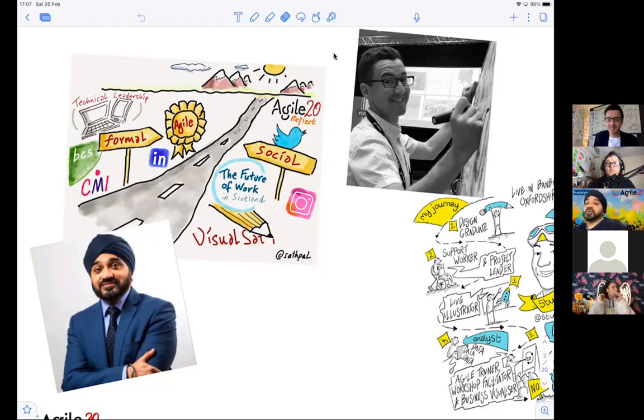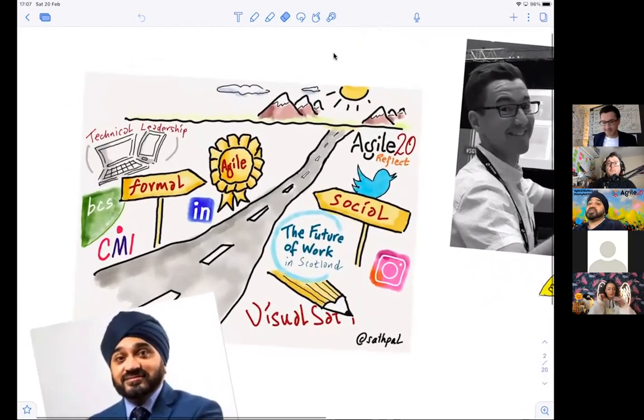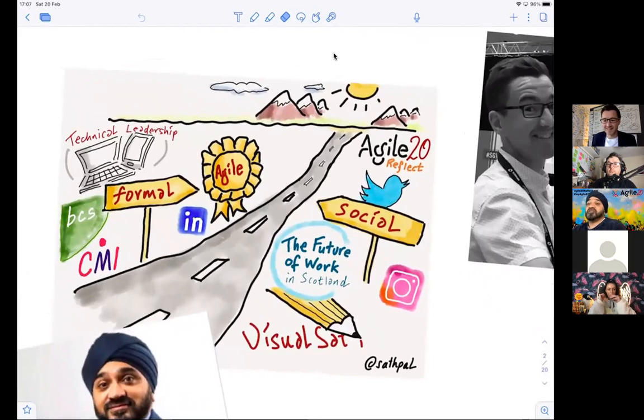So I did this one a while back, and I've used it a couple of times. It's the second time it's made an appearance at the festival. What it tries to do is visually summarize who I am, my journey. So you can see there the road. I'm deliberately using a metaphor.